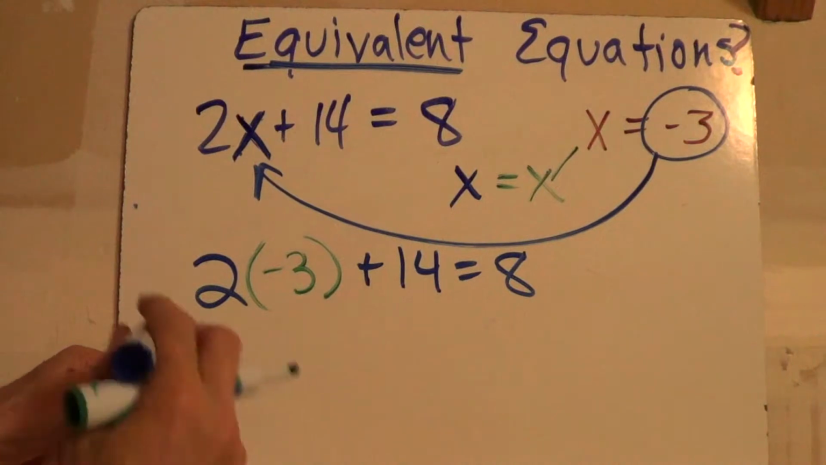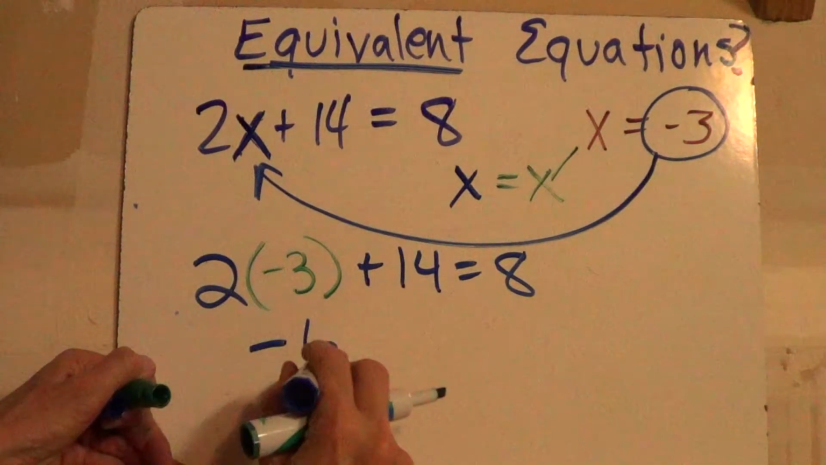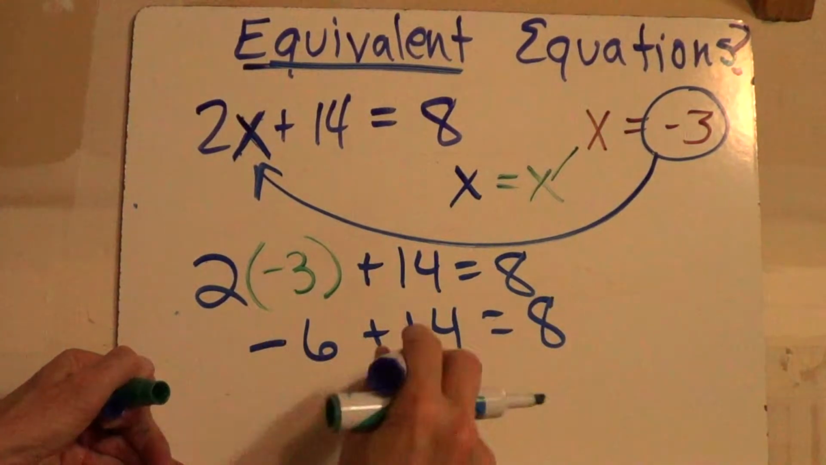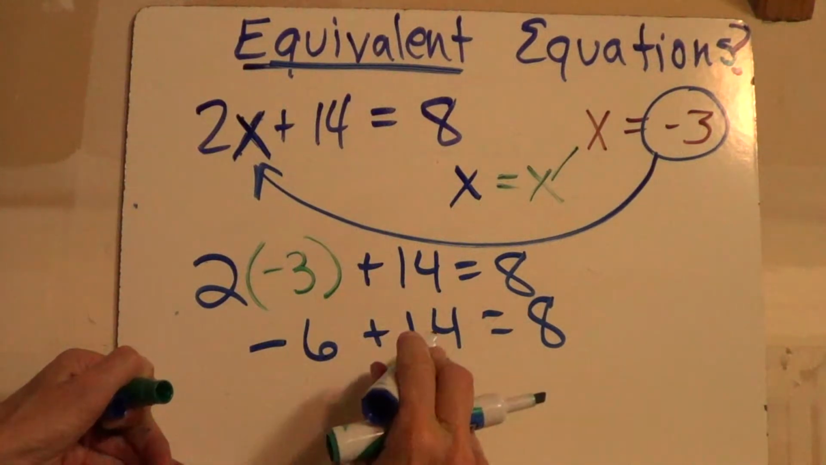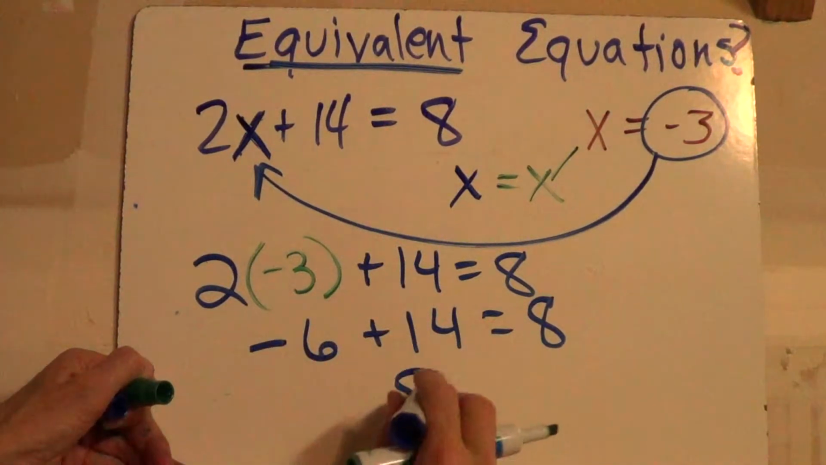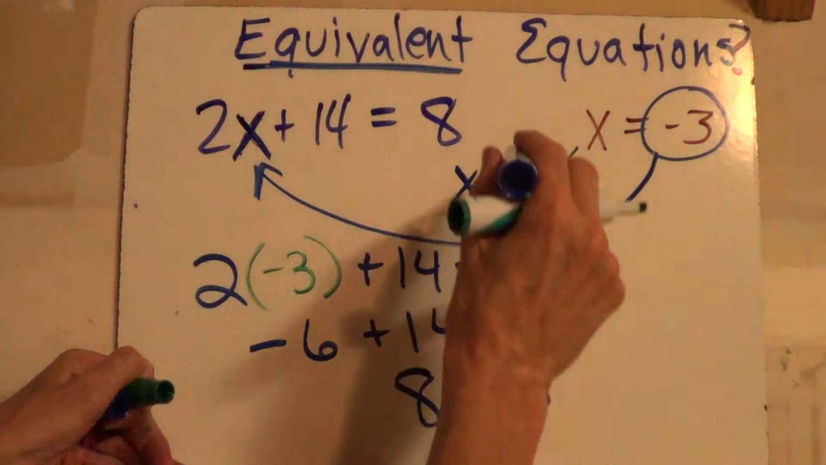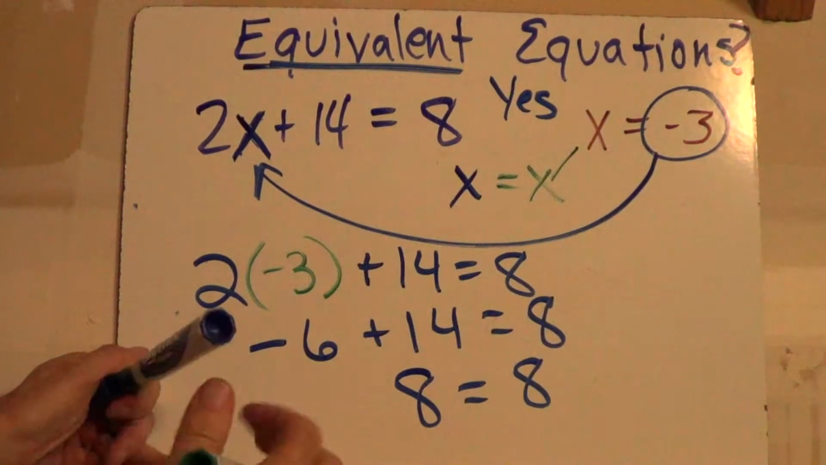Order of operations, we multiply first, so 2 times -3 would be -6 plus 14 equals 8. Now we add these together, their signs are different, so we end up subtracting them. 14 minus 6 is 8. 8. Those two are equal, so that means yes, these are equivalent. Okay?